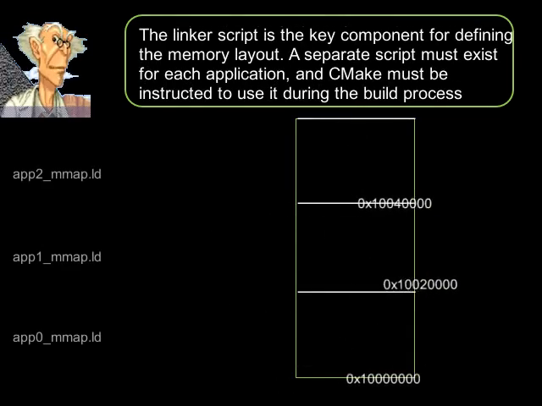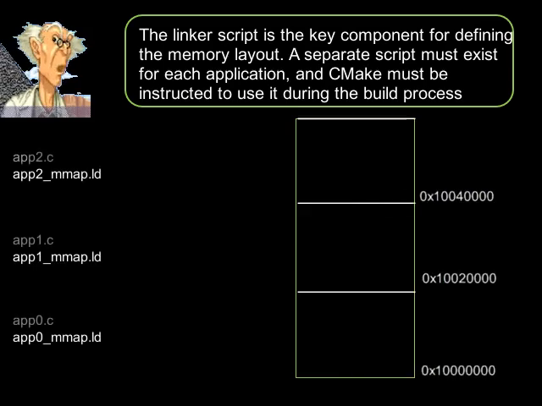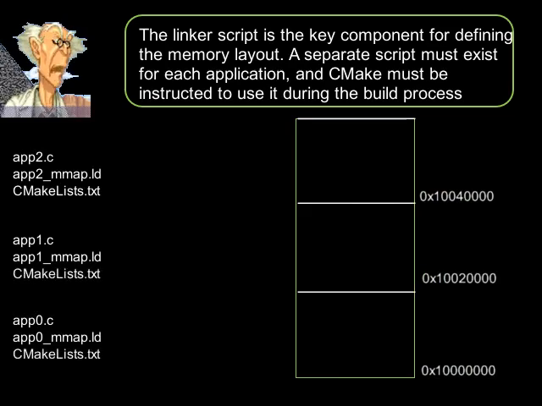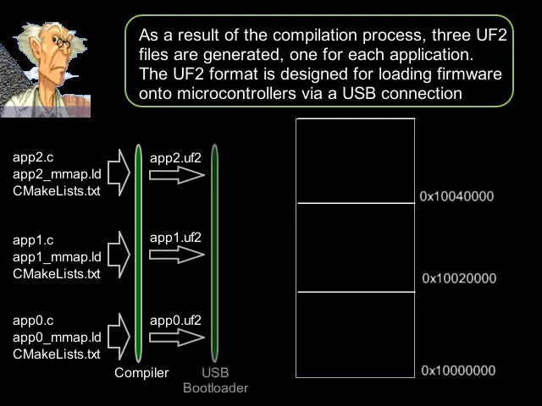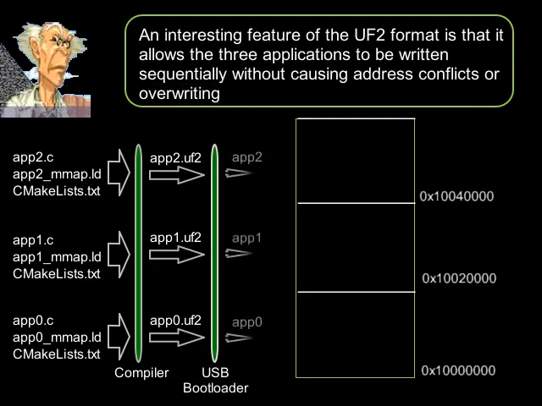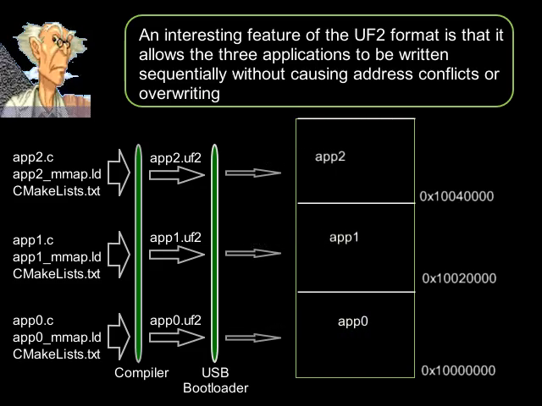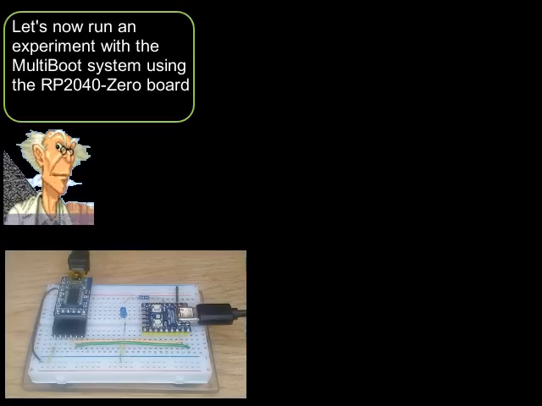The linker script is the key component for defining the memory layout. A separate script must exist for each application, and CMake must be instructed to use it during the build process. As a result of the compilation process, 3 UF2 files are generated, one for each application. The UF2 format is designed for loading firmware onto microcontrollers via a USB connection. An interesting feature of the UF2 format is that it allows the three applications to be written sequentially without causing address conflicts or overwriting. Let's now run an experiment with the Multiboot system using the RP2040-0 board.